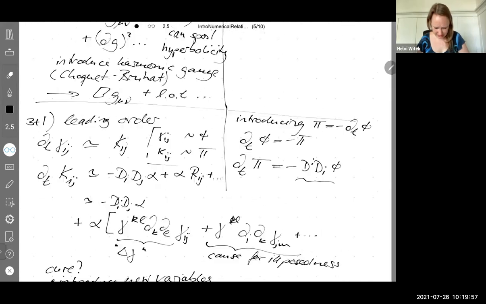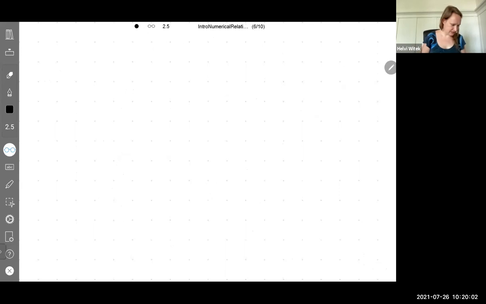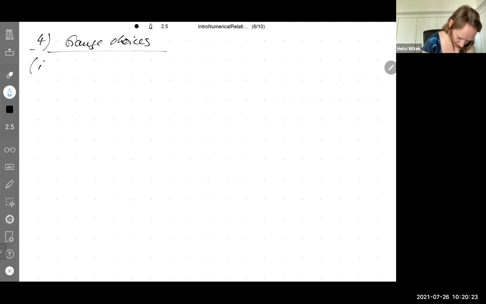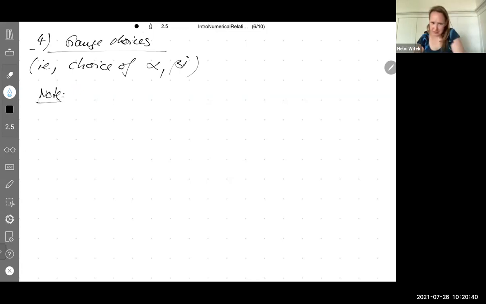Let me go to the next slide and talk about gauge choices, so our choices for the lapse function and shift vector. First important note: if I take the simplest choice I could possibly think of, let me make my life easy and take the lapse function to be 1 and my shift vector to be 0, that is, I basically follow evolution along normal vectors.